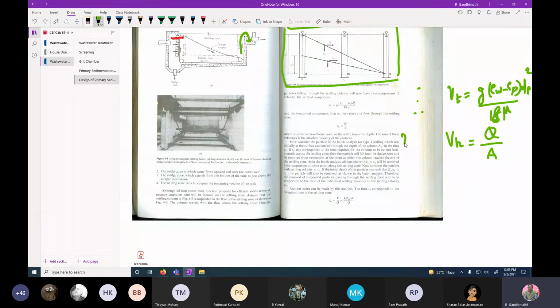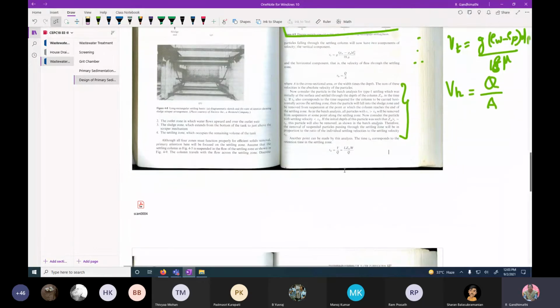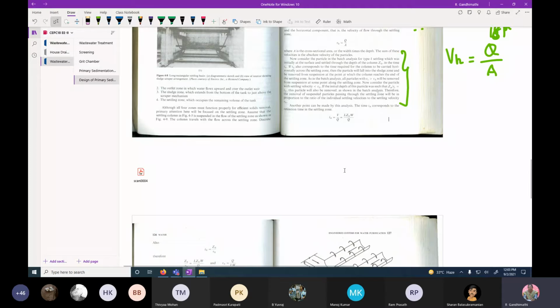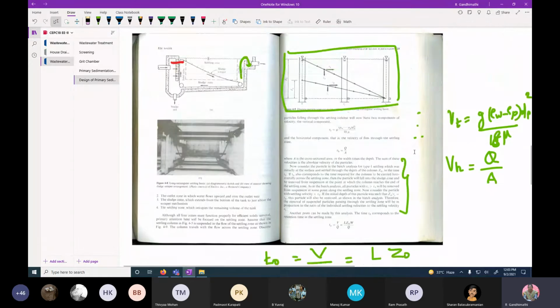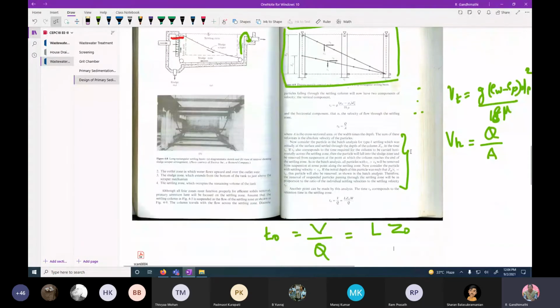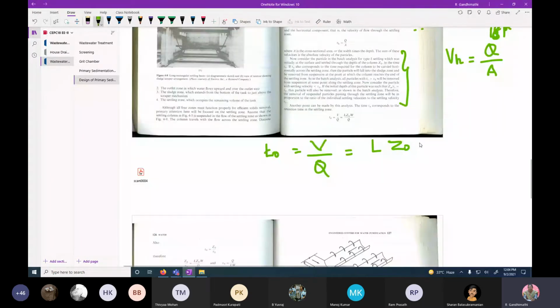I will come to this point later. Before that, I want to explain this. Now, this is a continuous system. We are detaining the fluid for a certain time period, called T0. T0 is the detention time. The detention time or retention time is equal to the volume of the chamber divided by the flow rate. For this case, the volume of the chamber is L into Z0, because they have considered the height of the settling zone. Z0 is the height of the settling zone, multiplied by W, the width of the chamber, divided by the flow rate.